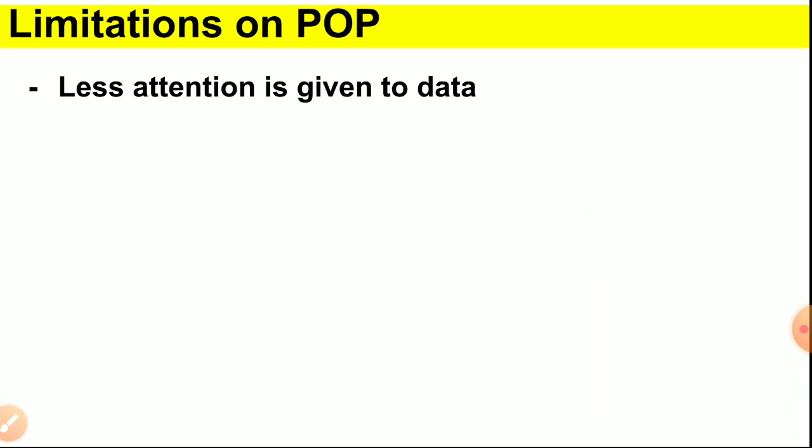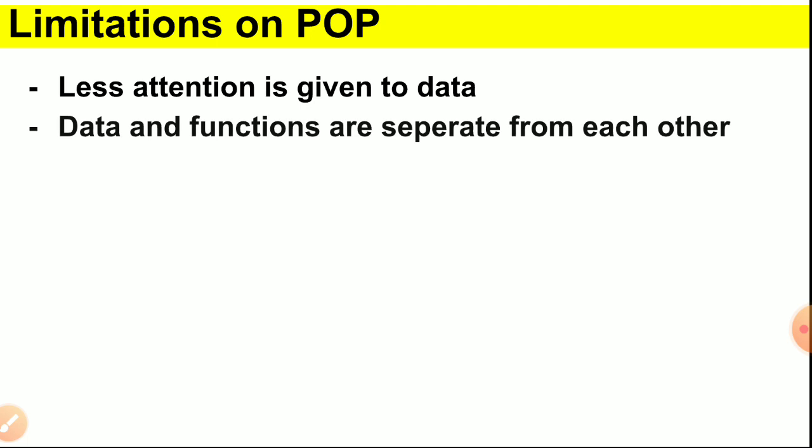Now let's look at the limitations of procedure oriented programming. First, less attention is given to data, already explained. That data is accessible to all the functions. If in a program you have 1,000 functions, any one of the functions can change the global data. And there lies the problem. So this is the first limitation.